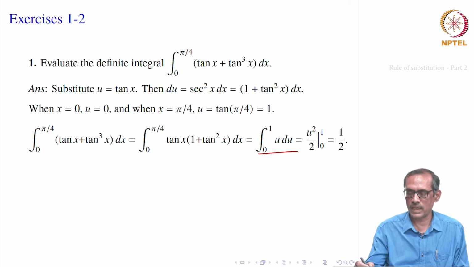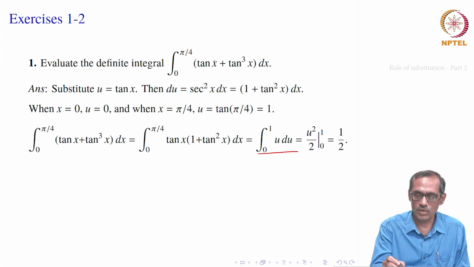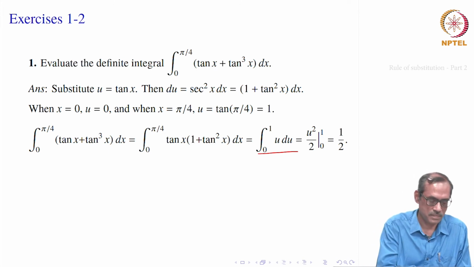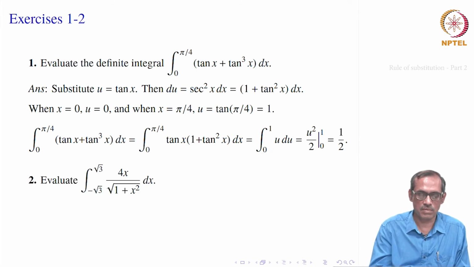Okay. So, that gives u square by 2 evaluated at the limits 0 and 1 and subtracted. So, at 0 it is 0 and that gives 1 by 2. So, that is how it will go, but we will be lucky if it comes in that form. If it does not, then of course, we will not be able to integrate, and something else may be required. Okay. So, let us go to the next problem.